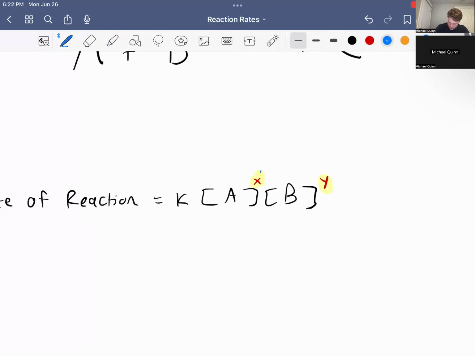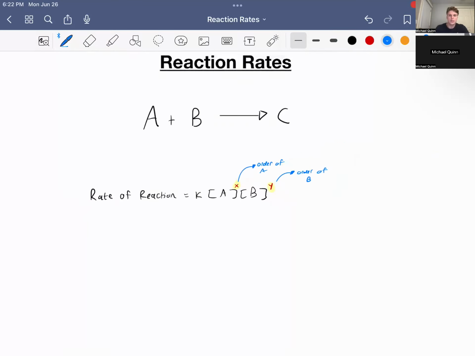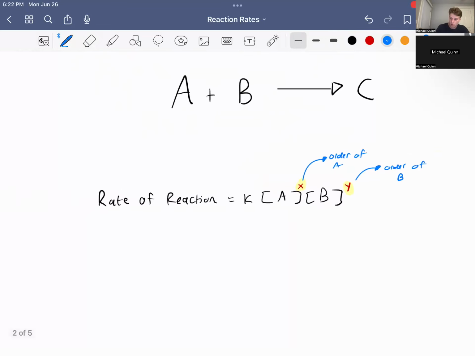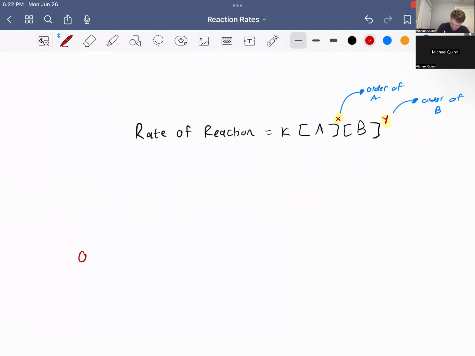So this will tell us the order of A and the order of B. So what does this mean? What does the order of A and the order of B mean? So the order of a reactant will tell us really important information.